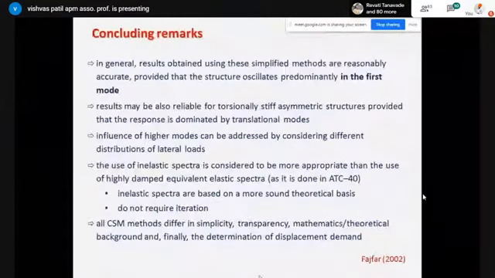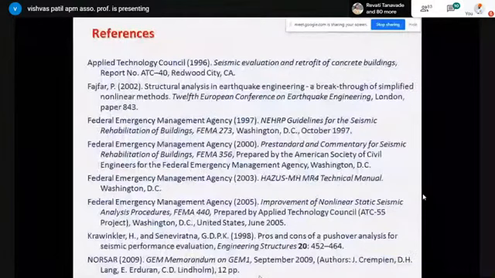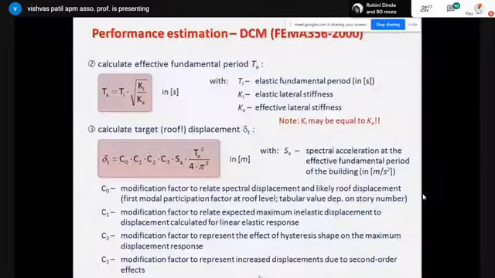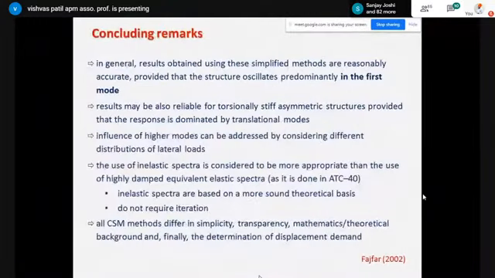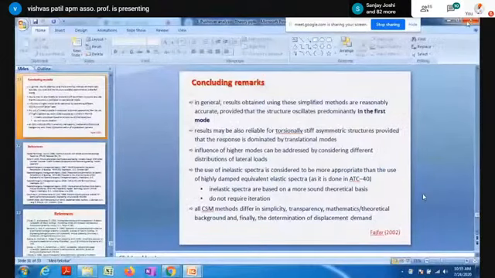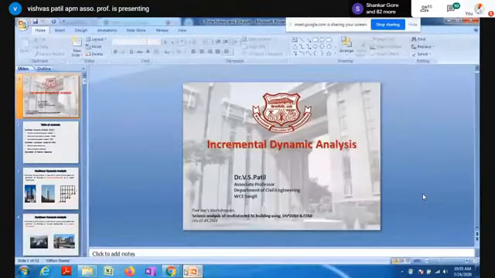Okay, so this is about the pushover method. In the pushover method, for the capacity estimation, just remember the conclusion. There are two methods: the capacity spectrum method and the displacement coefficient method. Why do we perform the capacity spectrum method? To estimate the performance point. Why do the displacement coefficient method? To calculate the target displacement. Okay, this is my second presentation about the pushover. Then I will go for the third presentation, the incremental dynamic analysis.